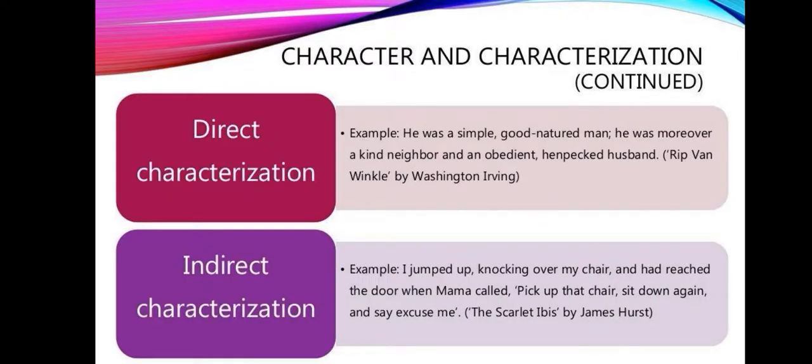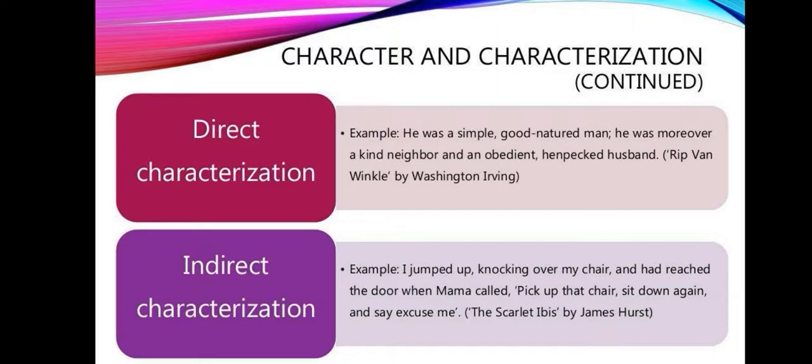So, character and characterization. Continue ni siya. Direct characterization. Example, he was a simple, good-natured man. He was moreover a kind neighbor and obedient henpecked husband. So, ang kining direct is mura siya og kanang simple siya nga tao, ang character bitaw sa isa iyang characterize ang isa ka tao.